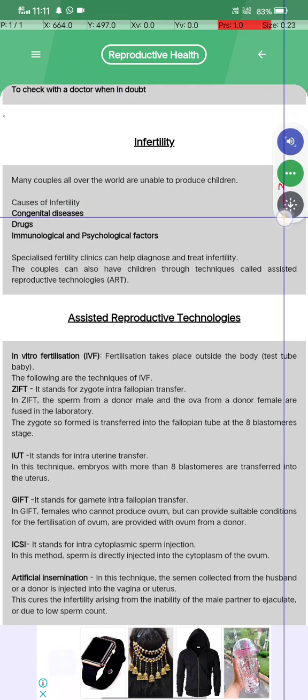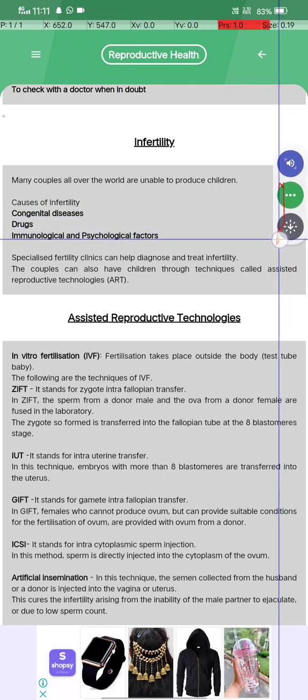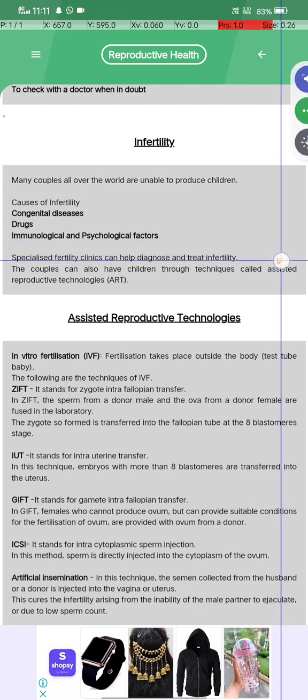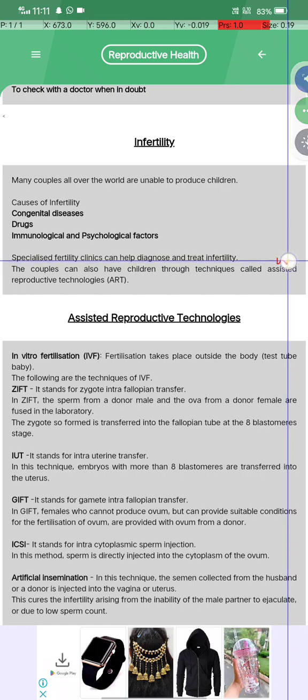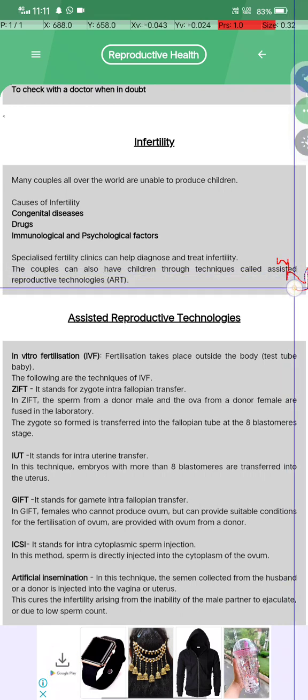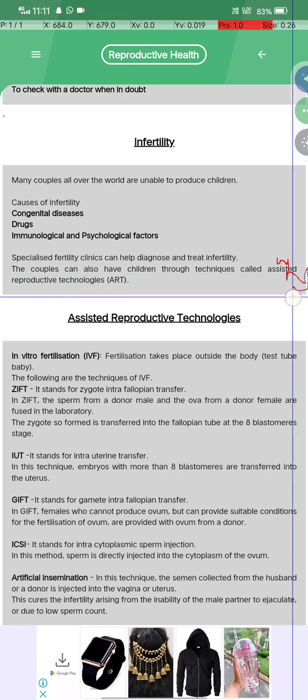Causes of infertility: congenital diseases, drugs, and immunological and psychological factors. Specialized fertility clinics can help with diagnosis and treatment of infertility. Couples can also have children through techniques called assisted reproductive technology, ART.